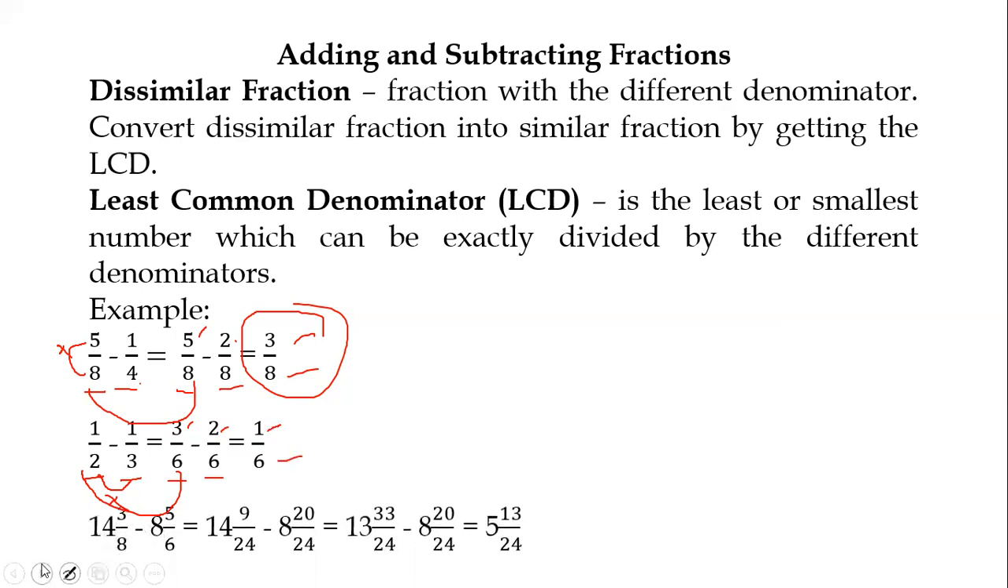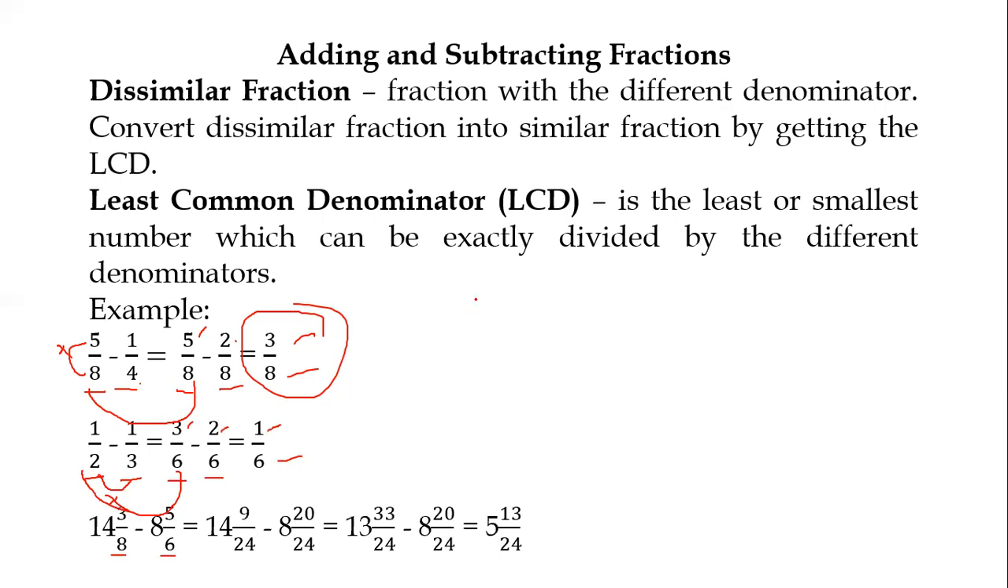Okay, last illustration or last example. 14, so mayroon tayong whole number. So it means this is a mixed number. 14 and 3 over 8 less 8 and 5 over 6. So the denominator here is 8 and 6. So they are dissimilar. Okay, ulitin natin.